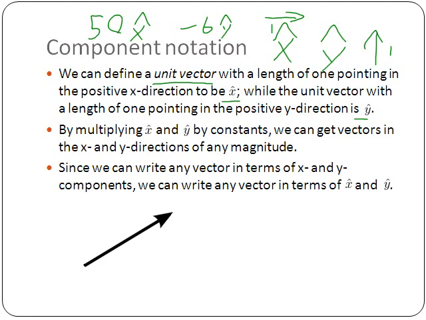Now, so we've got that. So by multiplying x hat and y hat by constants, we can get vectors in the x and y directions of any magnitude. We can make them as big as we want, as small as we want. So if it is the case that we can write any vector in terms of its x and y components, as we did before, where we took this vector and expressed it by writing out this and this, and any x vector can be written in terms of x hat, so this would be something times x hat. Let's say, for example, that this is 4 long. I call that 4x hat.